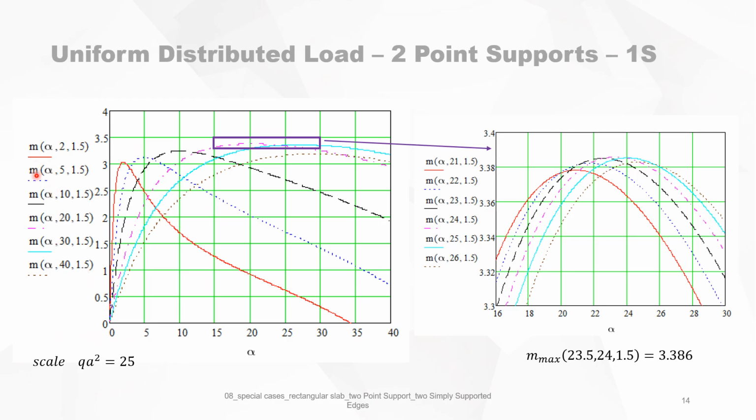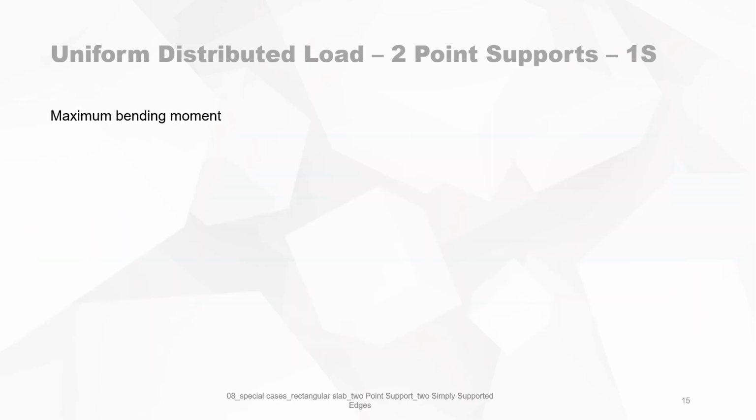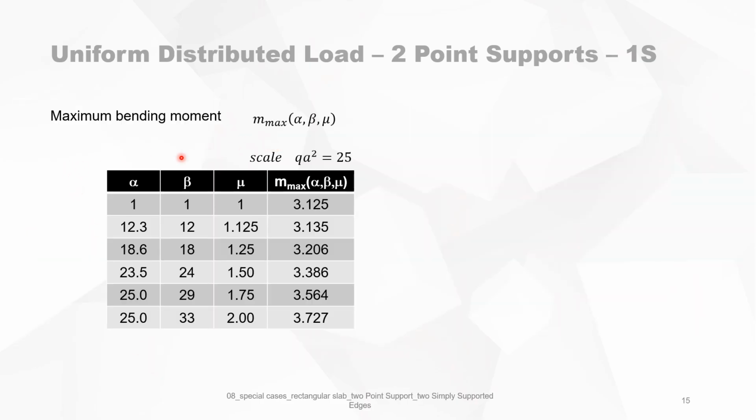Of course, the scale to calculate m, the scale qa squared, is taken as 25. So you can now calculate the maximum bending moment in function of alpha and beta for each mu. And it's a different case. Mu is 1, it's a square slab. Mu is 2, it's a rectangular slab, and so on. So for each mu, you can redo the exercise we've done just now for 1.5, and calculate alpha and beta. And this is the corresponding maximum bending moment.